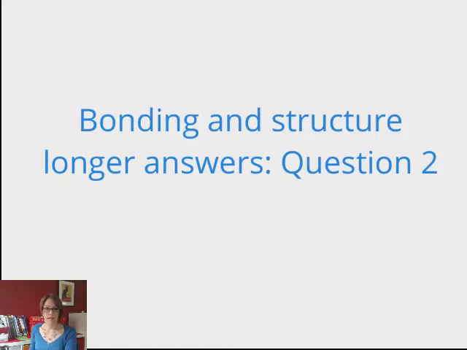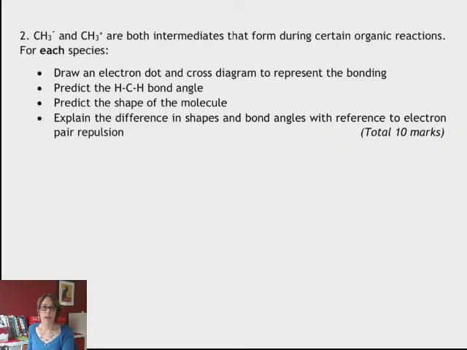This video is going to look at the bonding and structure questions, the longer questions, question 2, and as usual, really have a go at the question before you look at the answers. So, we've been given the formulae of two ions, CH3- and CH3+, and we're told they're intermediates, so they're not normal ions, and the first thing we need to do is to form an electron dot and cross diagram.